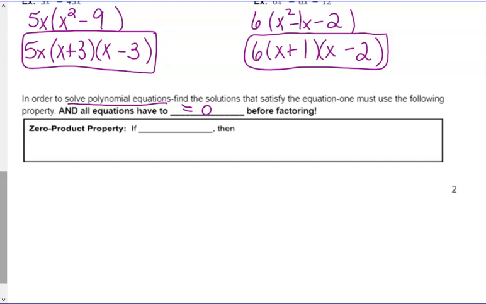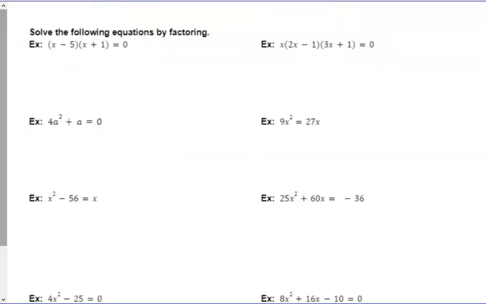So we're going to be able to solve this by something called the zero product property. Now, the zero product property states that if I have two things multiplied together, call them A and B, and I multiply them together and I get 0, that means that A has to equal 0 or B has to equal 0. One of those has to be 0 so that when I multiply them, I get 0. And that's kind of the idea that we have when we are solving polynomial equations.